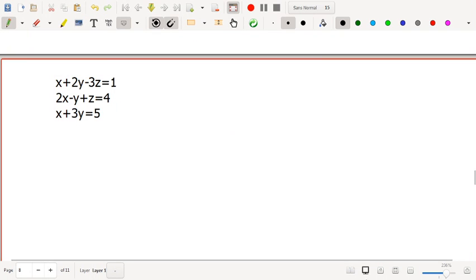Now this is the system, and you have to solve this system of equations. This is your system of equations. You have to solve this by Cramer's rule. So what is the coefficient matrix? Coefficient matrix, you take the first row 1, 2, 3.